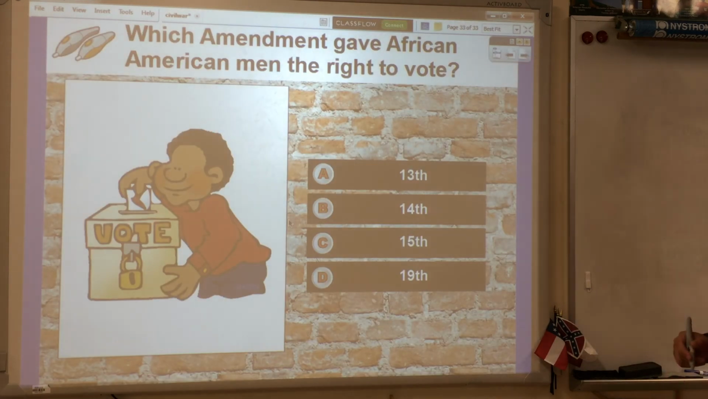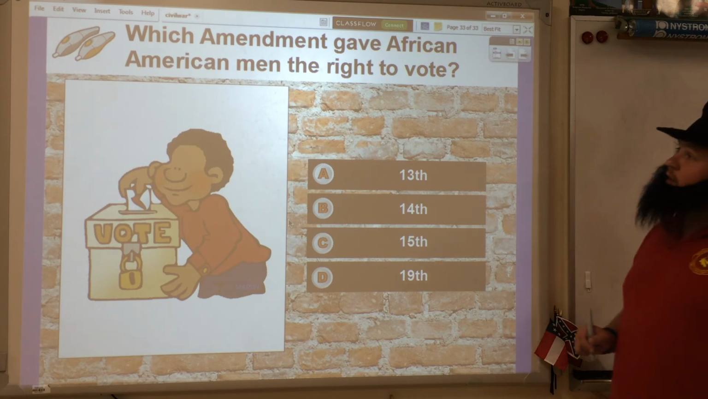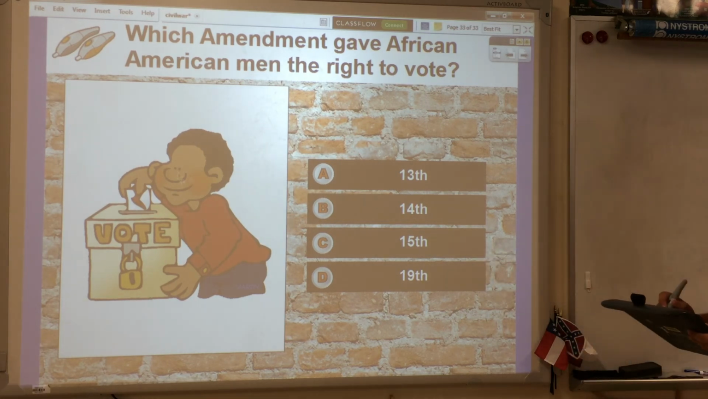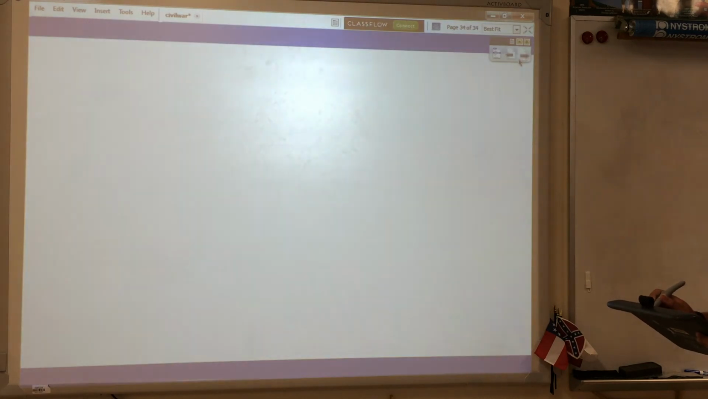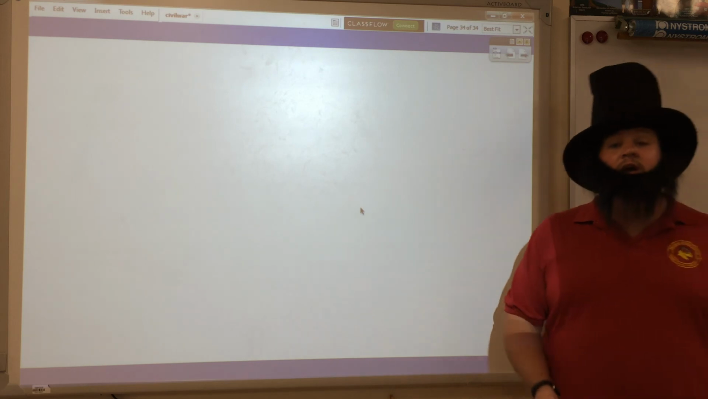Okay, which amendment gave African Americans the right to vote? And we should say African American men, yes. So, that is the 15th Amendment. Okay, that concludes our notes. Don't forget your margins, main ideas, reflections, keywords.